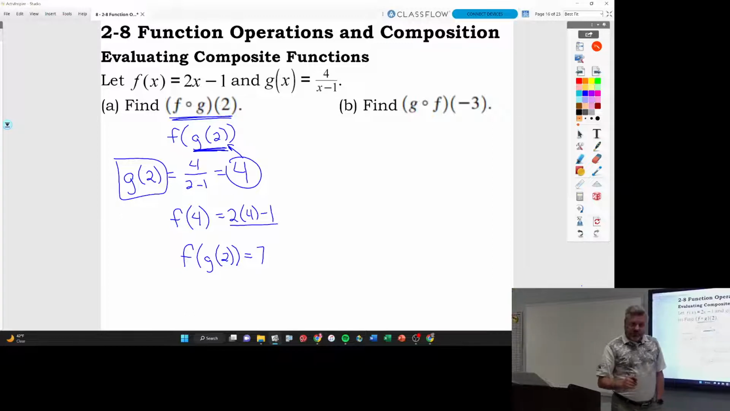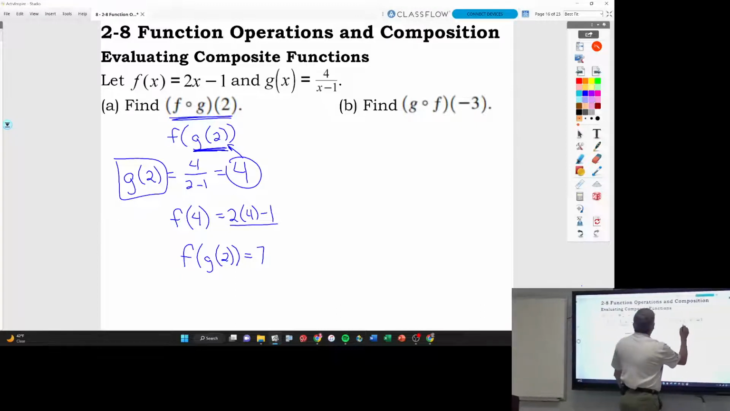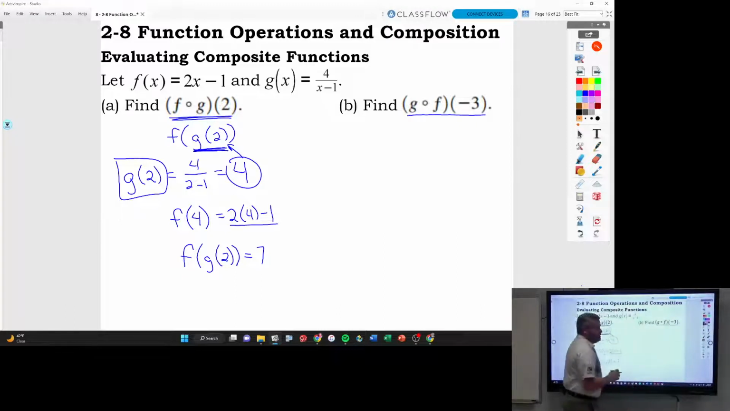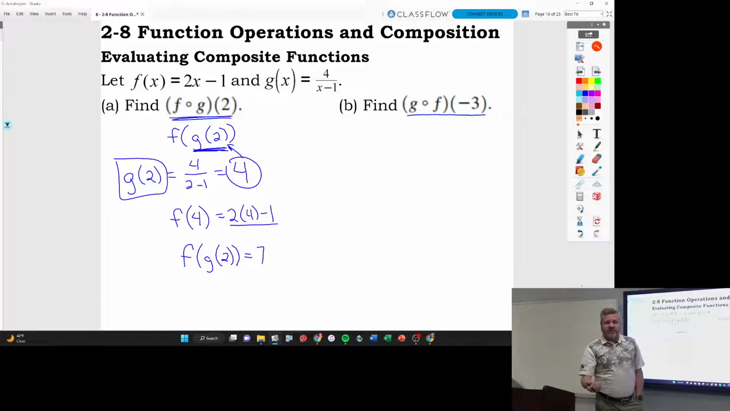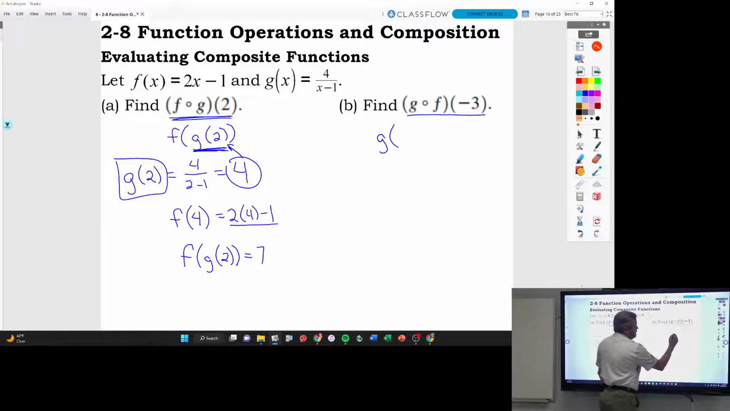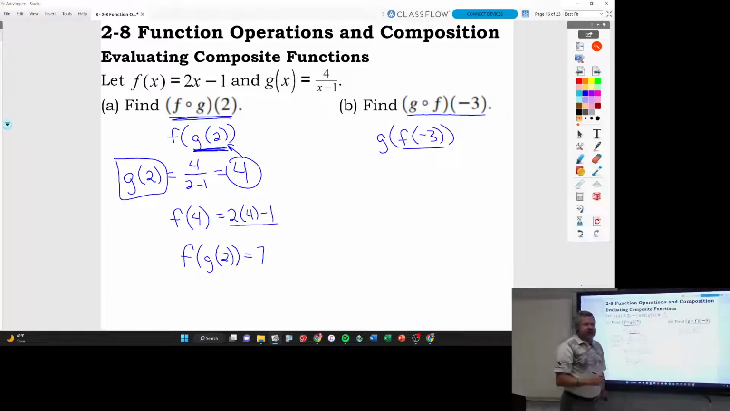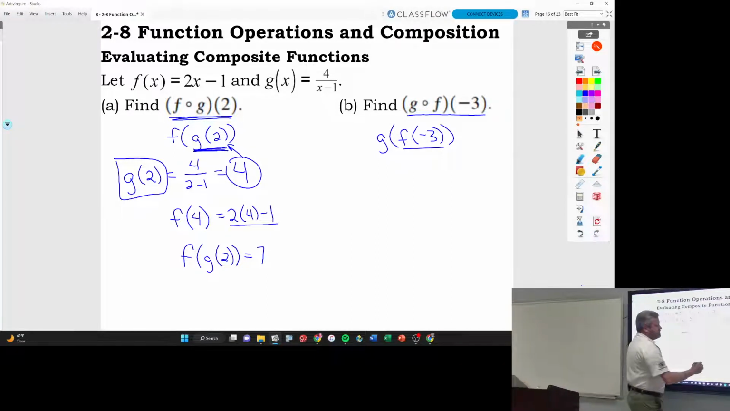So order is important. I know this isn't the same numbers here, but notice in part B it says g of f of negative 3. Again, I don't like writing it that way. I'm going to read it to you again. It says g of f of negative 3. Well, I could write that as g of f of negative 3. Inside out, I'm going to evaluate f of negative 3 first.